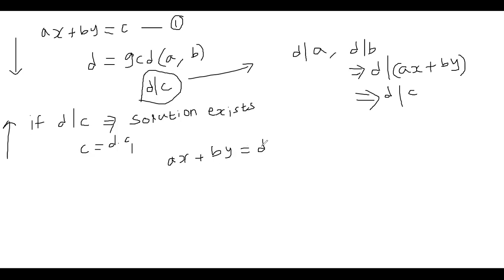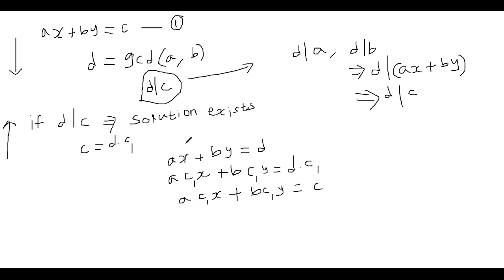So we need to somehow bring a c there, which means if you multiply this equation both sides by c1, well, what will we have? We have a times c1x plus b times c1y is equal to d times c1. Okay, what is d times c1? D times c1 is nothing but c. Therefore, we found out that a times c1x plus b times c1y is equal to c, which is the goal.